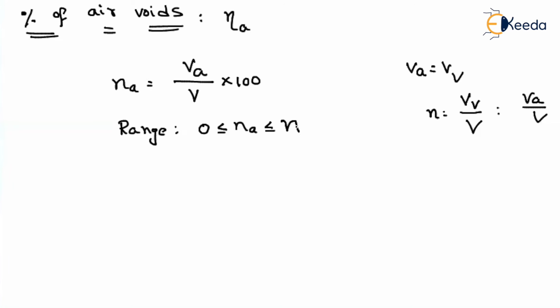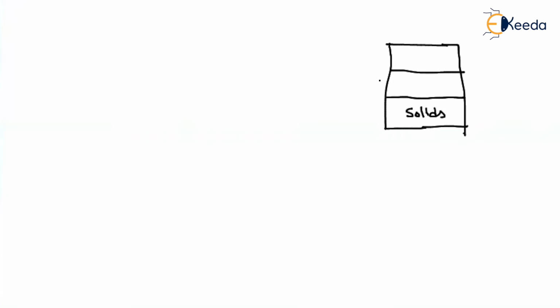Those are based on the volumes: volume of sample, volume of solids, volume of water, volume of air, volume of voids, and so on. Now, let us talk about the parameters with respect to the weight. Let us consider a soil sample and assume that it is a three-phase system. That means solids will be there, air will also be present, water will also be present. Let us say at the bottom we have the solids, in the second portion the water, and in the third, the air.